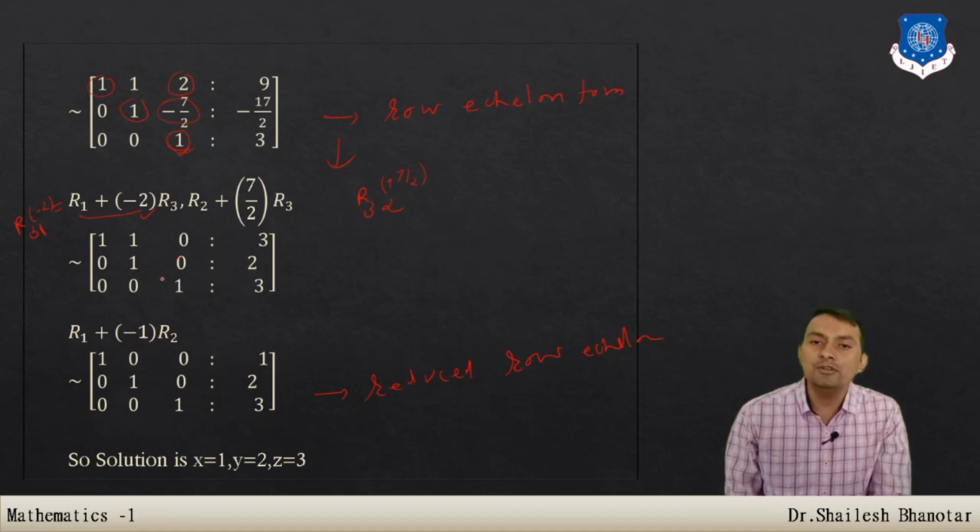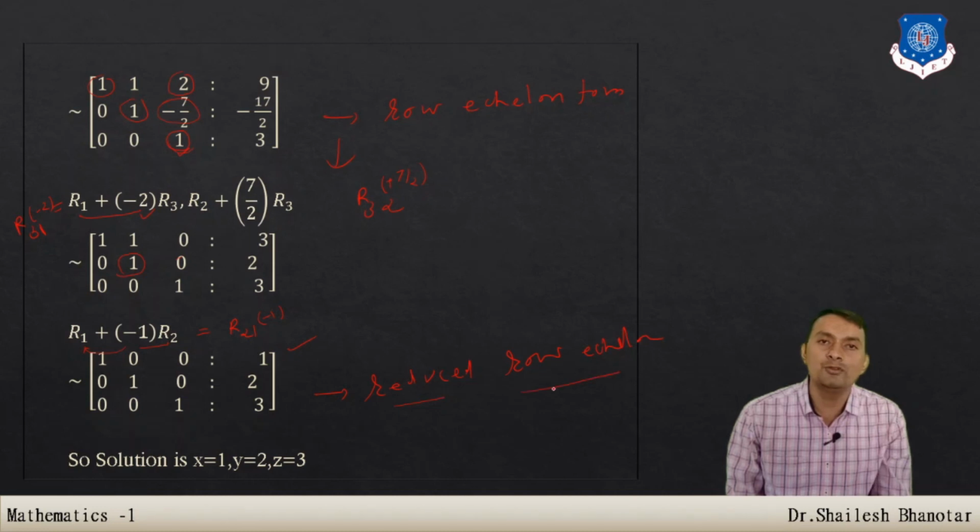Now the second row has a leading entry 1, and above that there is no 0, which means I want to make it 0. So first, multiply the second row by minus 1 and then add it to the first row, and you will get 0, 0, and minus 2 plus 3, that is 1. That means each row has the leading one, and above and below it all the entries in the column are 0, and this is known as the reduced row echelon form.